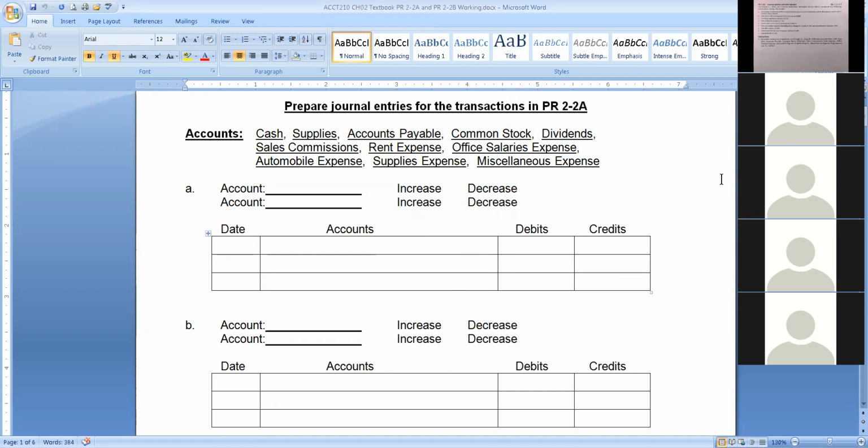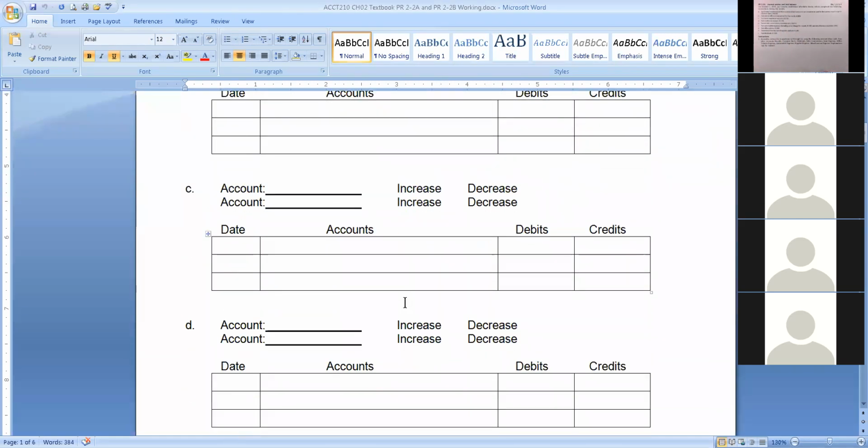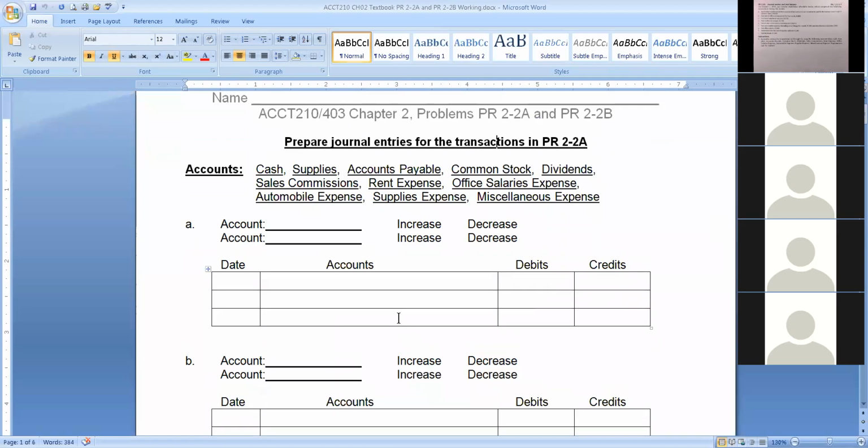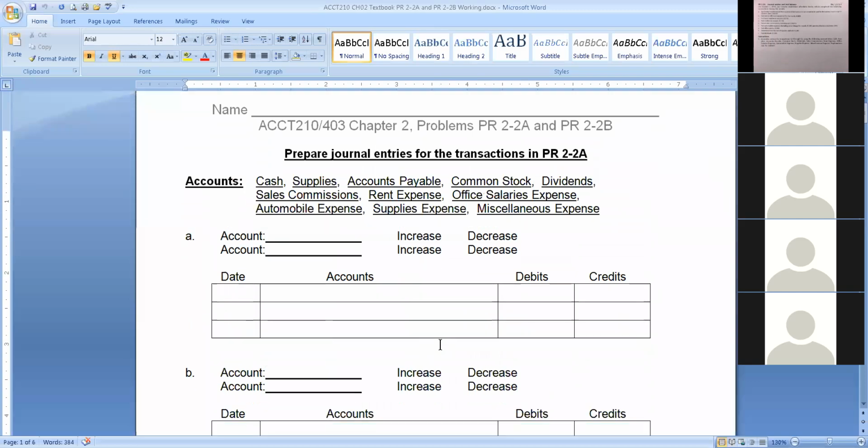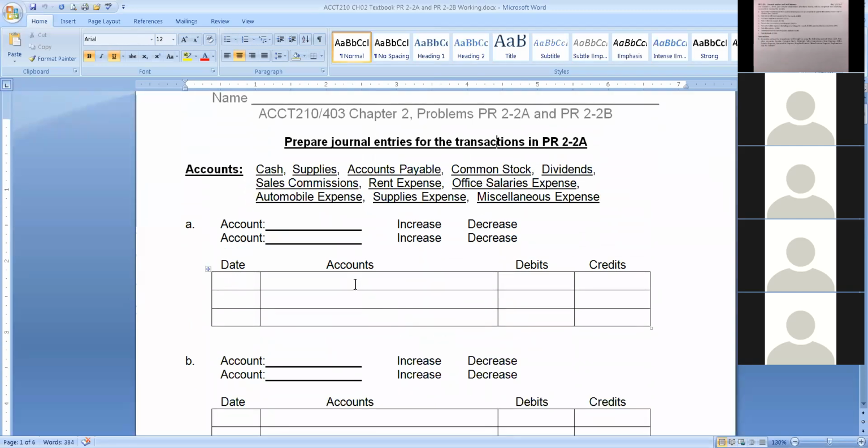So what we're going to do is use the handout here, or if you have a printed copy, or if you have it in your ebook. But anyway, we're going to go ahead and do these journal entries. We're going to go through this sheet here and figure out where they go. Okay, so let's go to the first one here.